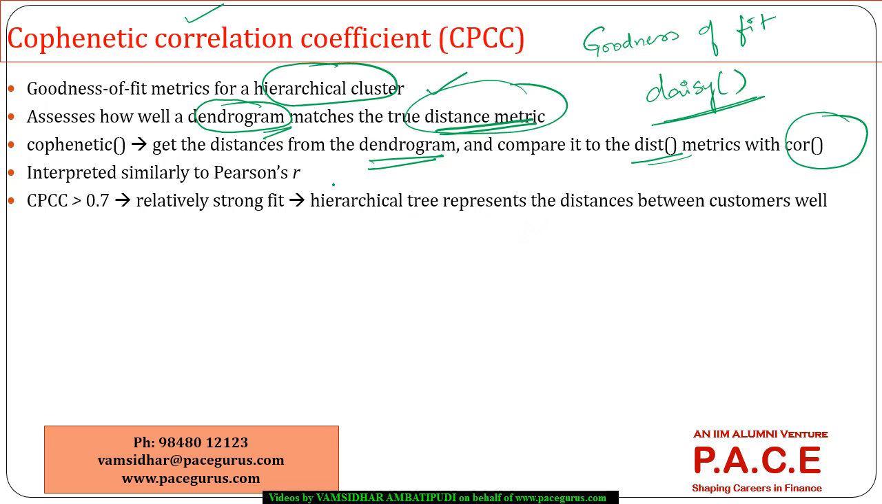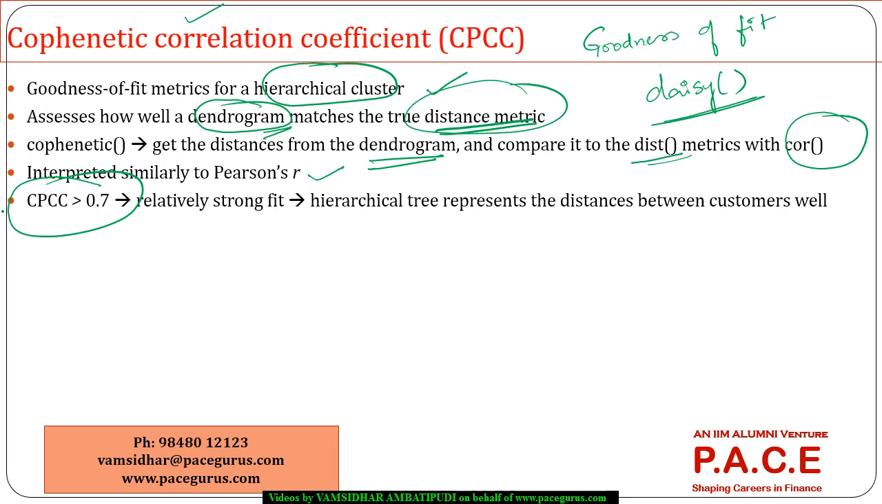So you can take the distances coming from the daisy and the distances coming from the dendrogram, and directly use a correlation between them. Whatever result comes, you can interpret it on the same lines as your Pearson correlation coefficient. So if you get a very high value for CPCC, it means your dendrogram has represented the distances between the customers more effectively.